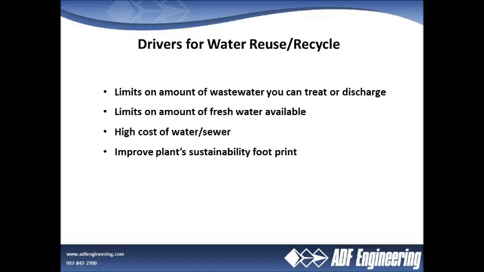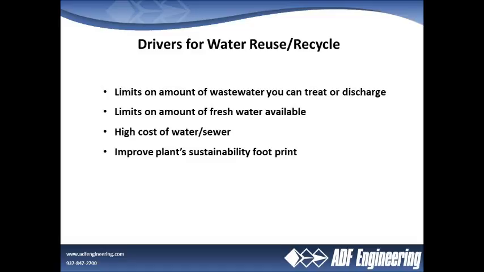So that's one of the drivers at that time. You might want to look at if you can recycle or reuse some of the wastewater and reduce the amount that goes out. Second one is there could be a limit on the amount of fresh water available. There's always limits when you're drawing from a municipal plant. There's daily max and monthly averages that you have to deal with. So there's very few places where you have an unlimited amount of fresh water available.